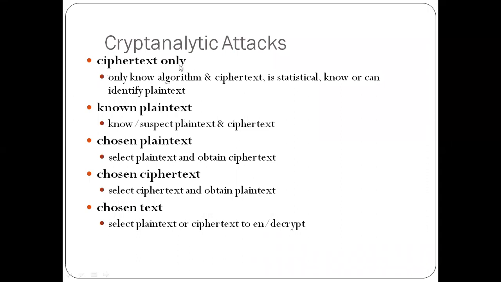So ciphertext only: the algorithm and the ciphertext are known, and it is statistical. Or one can identify the plain text. So if we attack the ciphertext, we know the algorithm only. So this is a kind of static approach. Then known plain text: know or suspect the plain text and ciphertext. Chosen plain text: select plain text and obtain ciphertext. Chosen ciphertext means select ciphertext and obtain plain text.